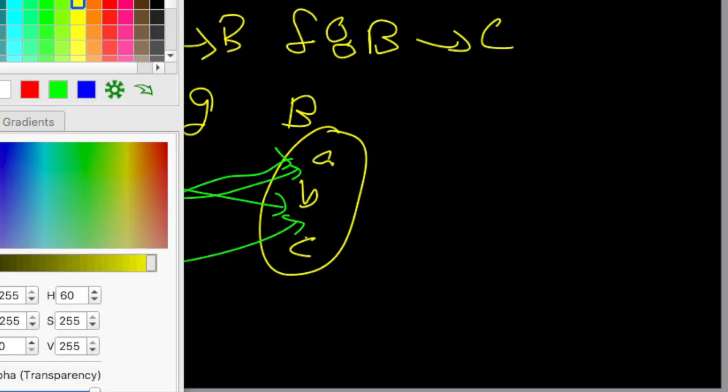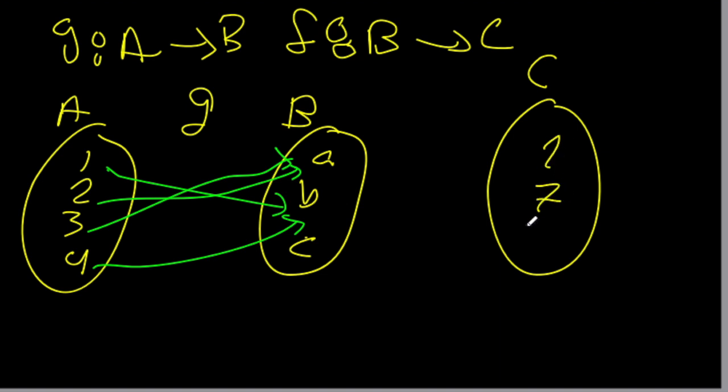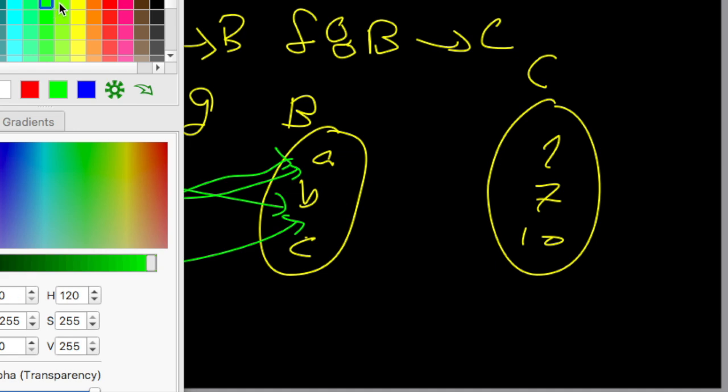Now I have another function, and this function is called f, and this is giving me the relationship between B and C. So I have another set here called C, and C has the following elements: 2, 7, and 10. And the function f defines the relationship. So the relationship between B and C under the function f is as follows.